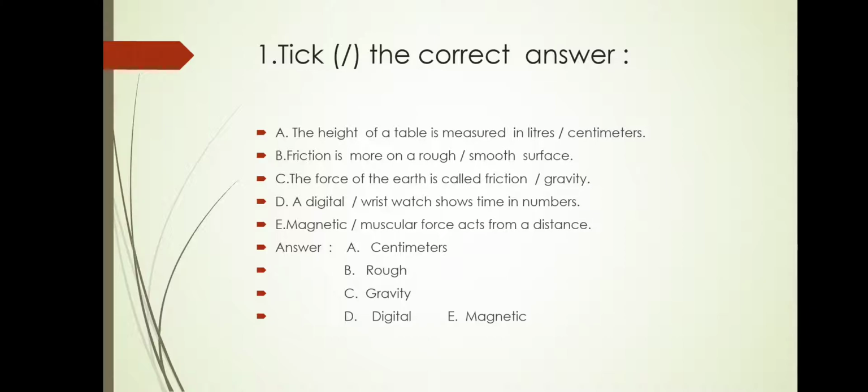D. A digital or wrist watch shows time in numbers. And our answer is digital. A digital watch shows time in numbers.